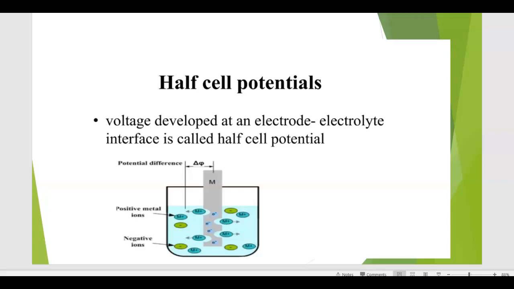Half cell potential. The voltage developed at an electrode-electrolyte interface is known as the half cell potential. This is an electrolyte interface. It consists of both positive metal ions and negative ions. We are measuring the potential difference over here.